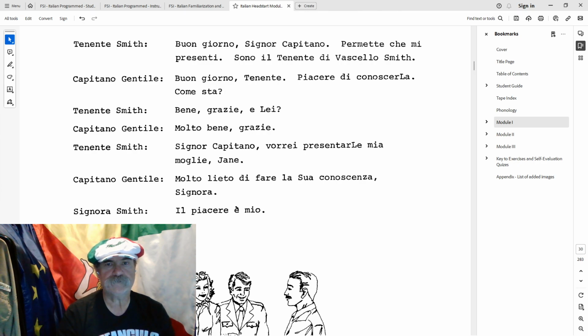Sono il tenente di Vascello Smith means I am Navy Lieutenant Smith. The word for I, Io, can be omitted in Italian because the form of the verb tells who is doing the action. Sono means I am. Di Vascello identifies Smith as a lieutenant in the Navy. Vascello literally means battleship.